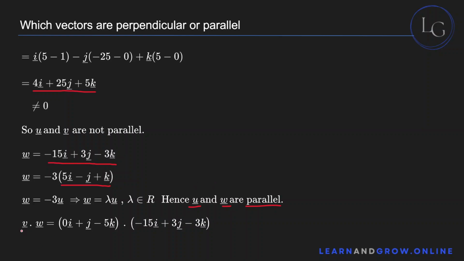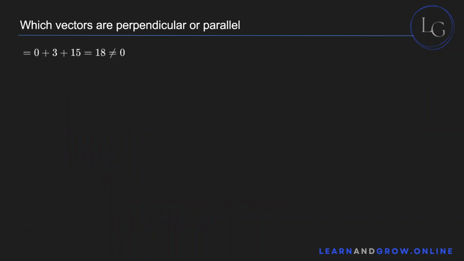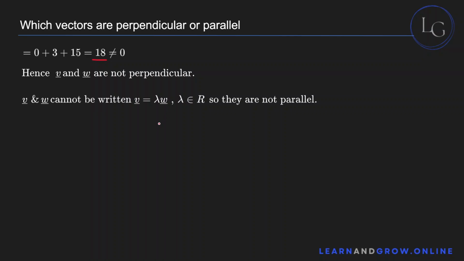So V and W, V dot W, what does that give you? V dot W gives you 18, which means that V and W are not perpendicular to each other. And V and W cannot be written as scalar multiples of each other, so they are not parallel either. So the only result that we got is that U and W are parallel to each other because W is a scalar multiple of U.